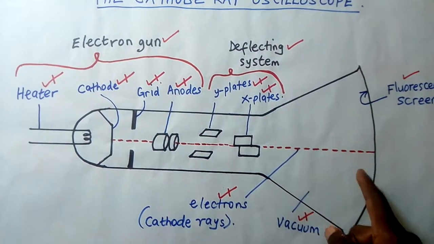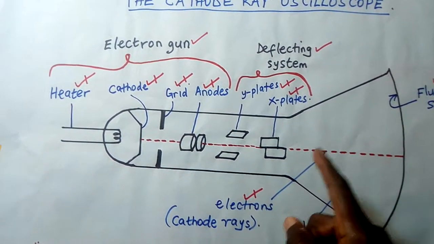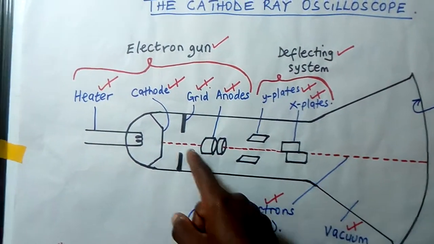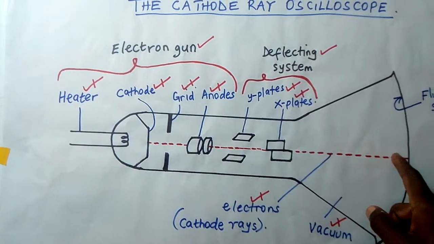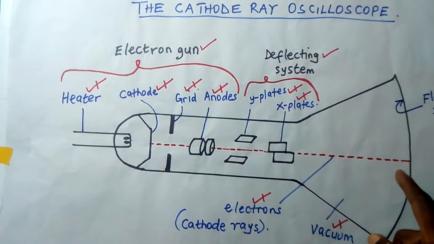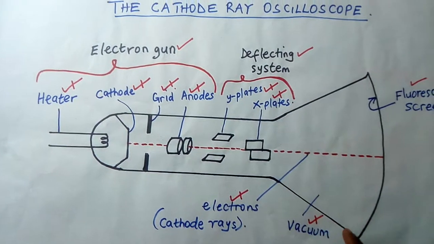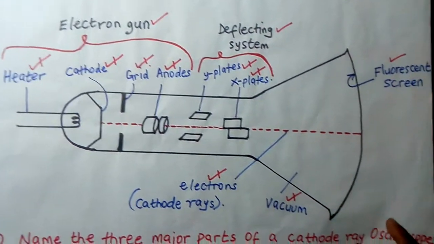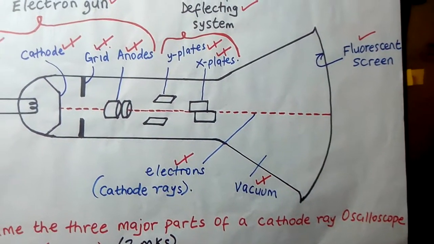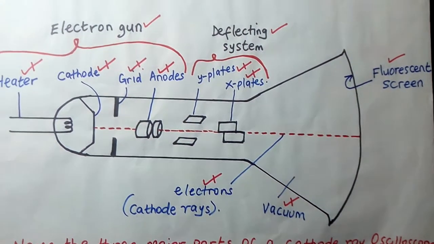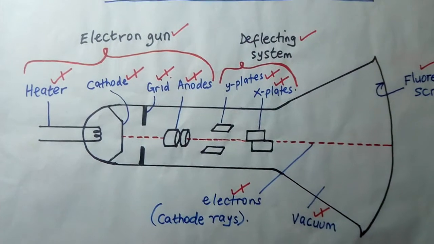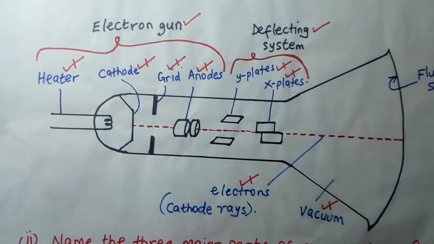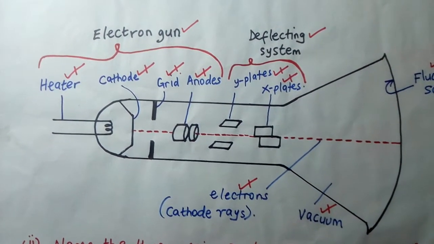The reason why it should be evacuated is because air is going to interfere with the movement of these electrons. So the cathode ray oscilloscope must have a vacuum, must be evacuated so that the air molecules don't interfere with the movement of electrons. So now we are going to put this into writing, the uses of the main parts of a cathode ray oscilloscope.